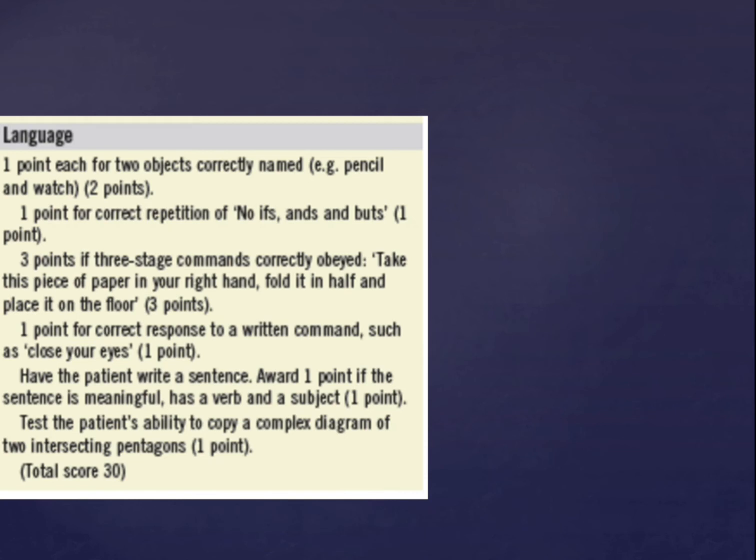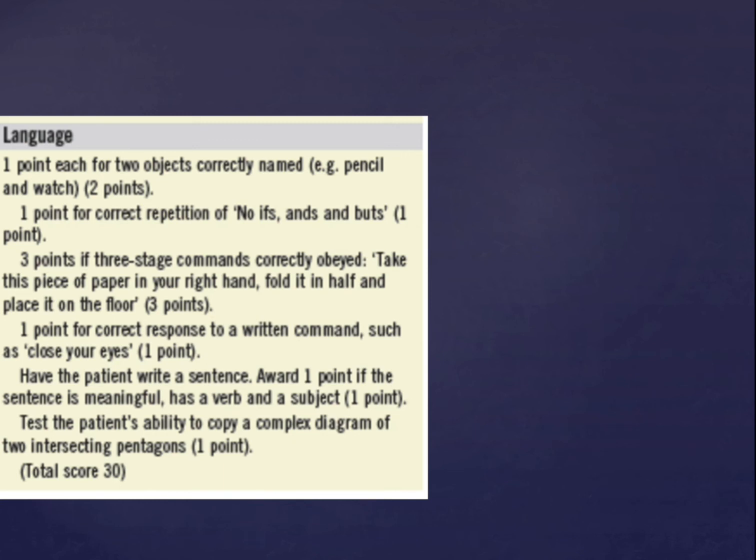Then there's language. So you give 1 point each for 2 objects correctly named, such as pencil and watch. Then 1 point for correct repetition of "no ifs, ands or buts". 3 points if a 3 stage command is correctly obeyed. For example, you tell them take this piece of paper in your right hand, fold it in half and place it on the floor. If they manage to follow it, then you give them 3 points.